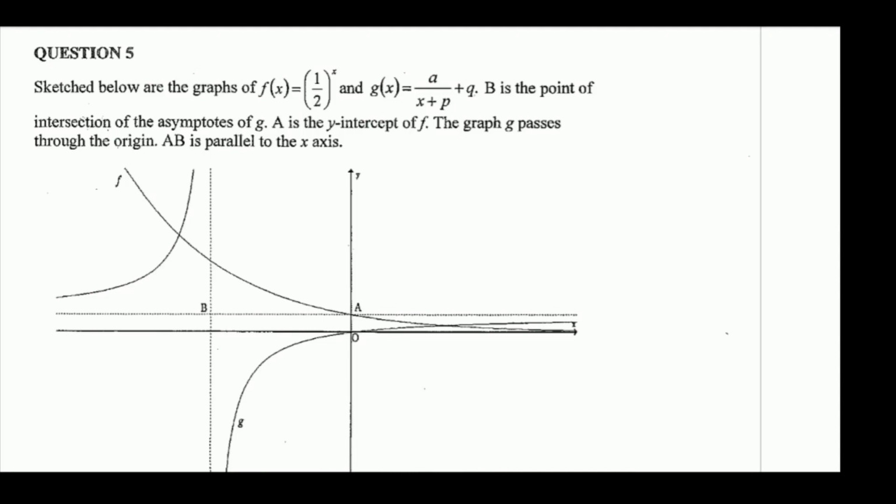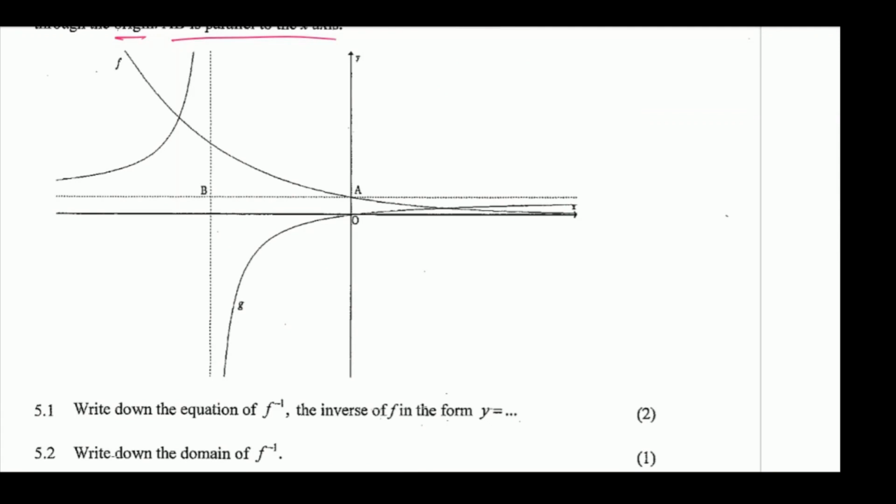Doing question 5, we are given a sketch with f of x equals 1 over 2 all to the power of x, and g of x is written in this form. We are told that B is a point on the intersection of the asymptotes of g, and A is the y-intercept of f. The graph passes through the origin. AB is parallel to the x-axis. So this is your graph, as you can see. So what you're going to first do is, in 5.1, we're going to write down the inverse of f in the form y is equal to.